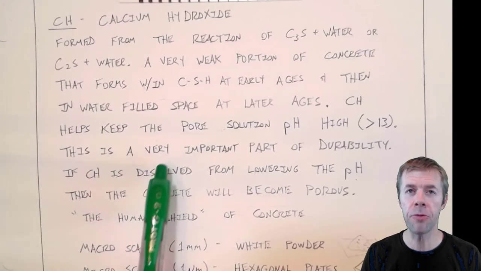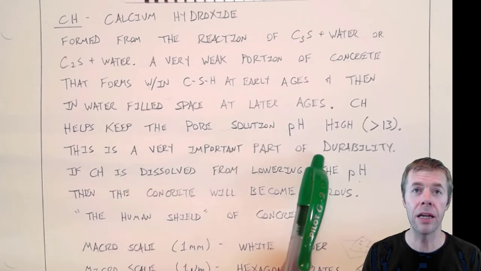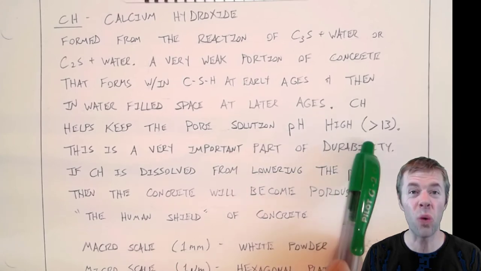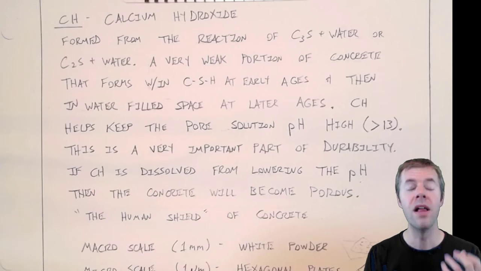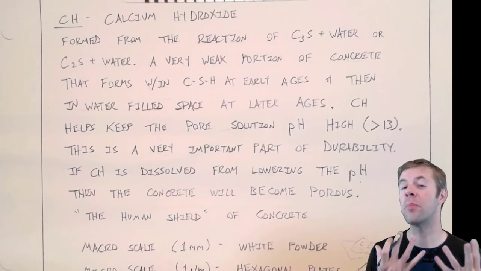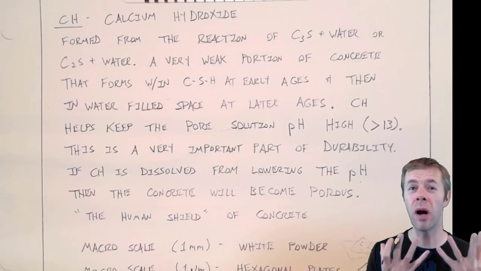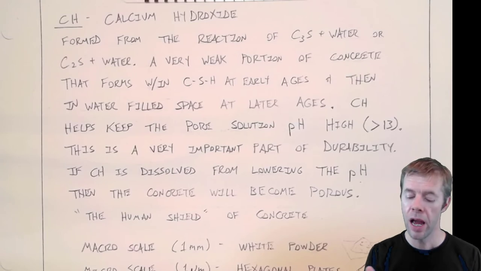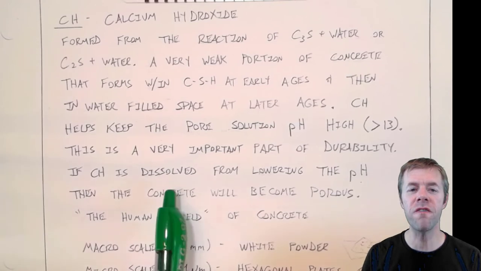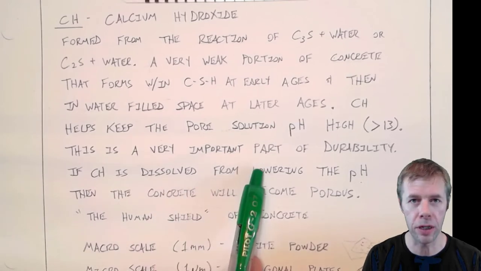Calcium hydroxide helps keep the pore solution pH high, greater than 13. That's like Drano. This is why fresh cement paste can burn your hands, burn your body, burn your skin if you're not careful. Gotta pay attention, okay? It's calcium hydroxide. It's keeping that pH high. And that's actually a very, very important part of durability.